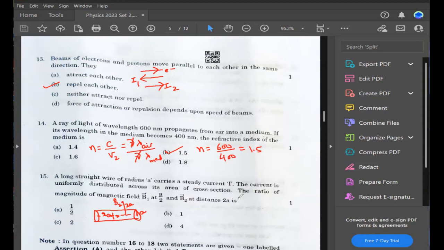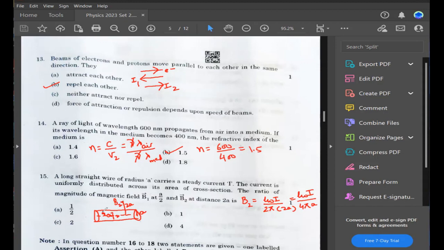First, let's find out B2. We know that the magnetic field outside a current carrying wire is equal to mu naught I upon 2 pi r. What is r over here? From the center to this point, the distance is 2a. So B2 is equal to mu naught I upon 4 pi a, outside the wire.